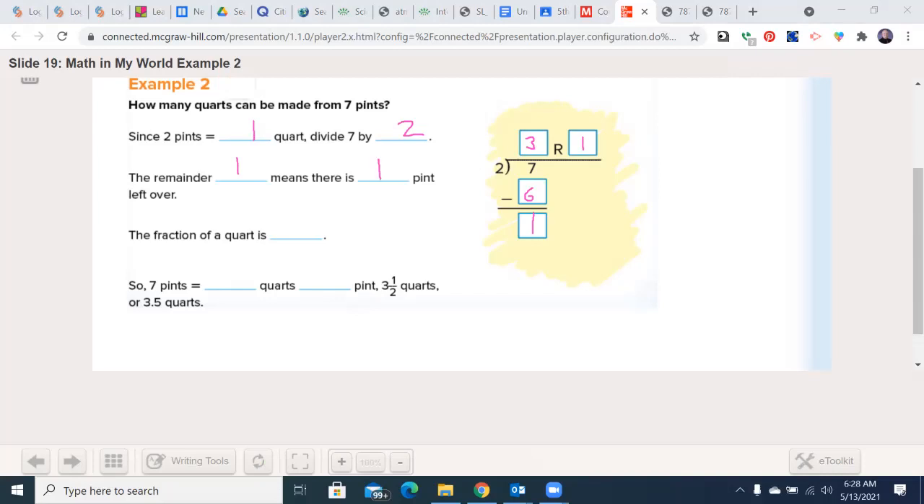So the fraction of a quart is going to be 1/2 because we use the remainder over the divisor. This has been 4. This would have been 1/4. So 7 pints equals 3 quarts and 1 pint, or 3 1/2 quarts, or 3.5. Notice that 3 1/2 and 3.5 are the same because 3.5 is 3 5/10. If you're getting better with these conversions, it'll be very helpful for you, especially moving into the next school year. Let's go ahead and write those in. I'll give you a moment to do that.